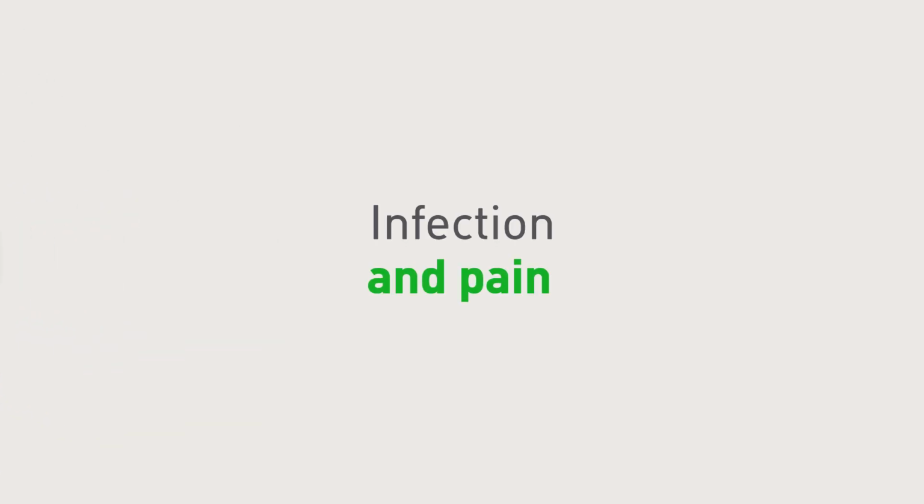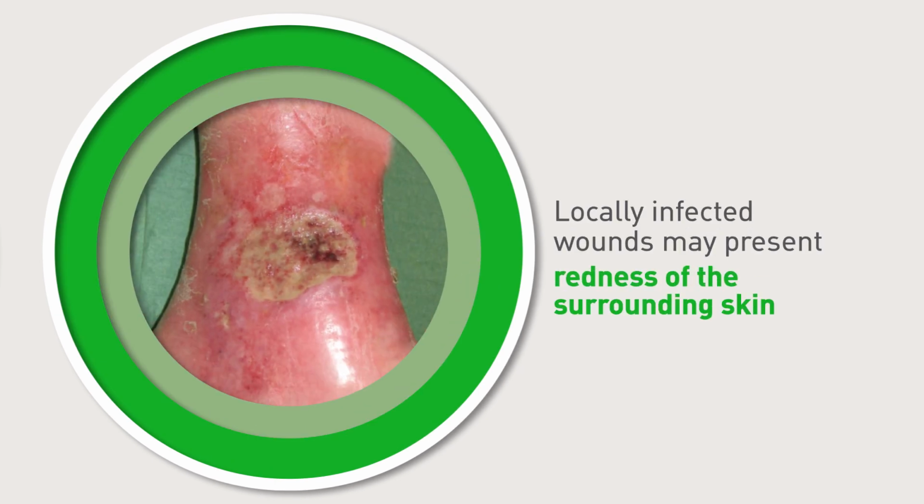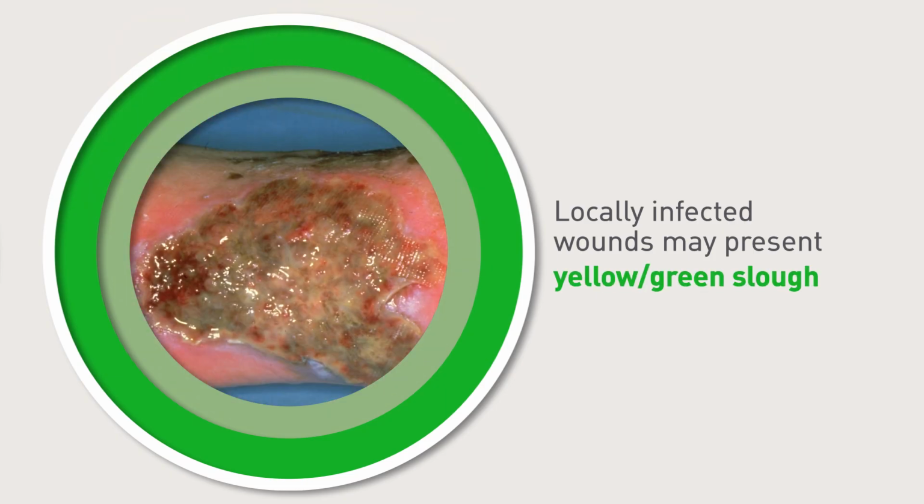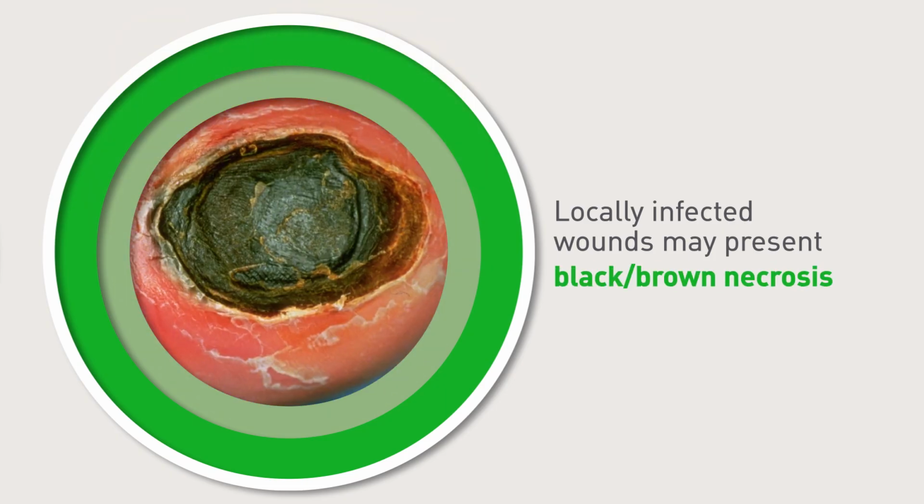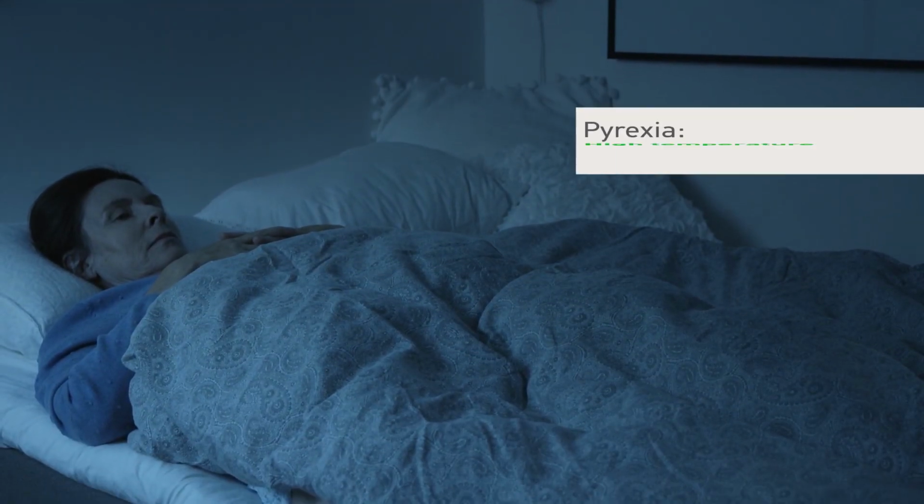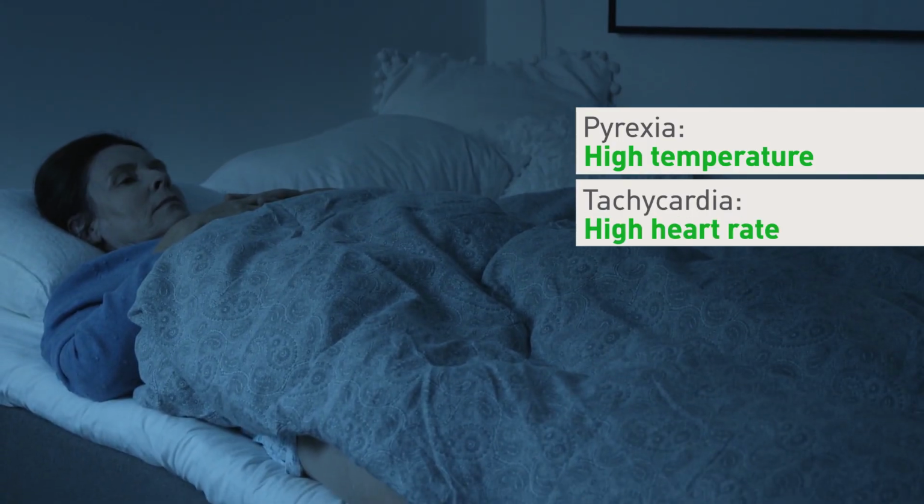As well as a change in the type and amount of exudate, a local infected wound would present with redness, erythema of the surrounding skin, and may have an offensive odor. Rather than a healthy red granulating wound bed, it may contain yellow or green slough or black or brown necrosis, which can contribute to the odor and provide a breeding ground for bacteria. In addition, Mary would be feeling generally unwell and may have pyrexia and tachycardia.